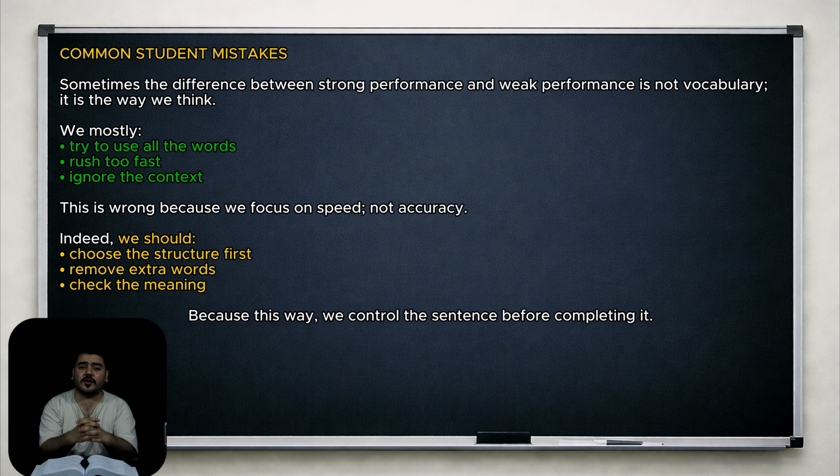Now let's look at a common problem. Sometimes the difference between strong performance and weak performance is not vocabulary. It is the way we think. We mostly try to use all the words, rush too fast, and ignore the context. This is wrong because we focus on speed and not accuracy. Indeed, we should choose the structure first, remove extra words, and check the meaning. Because this way we control the sentence before completing it.